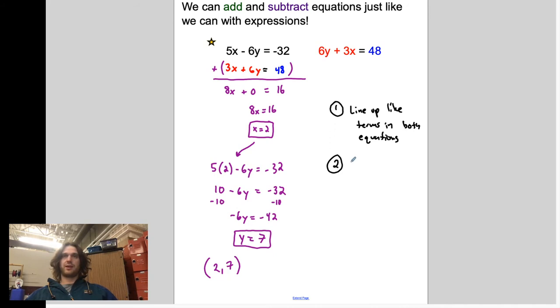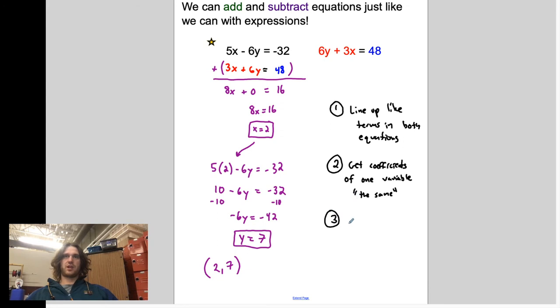You want to get the coefficients of one variable the same. And when I say the same, I'm saying they could both be 6, or one could be 6 and negative 6. We want them the same magnitude. We want them the same absolute value. So that was already done for us. These were both 6s, so we were good.